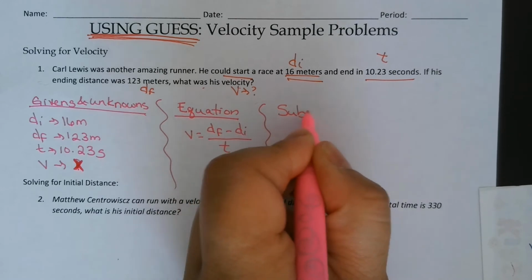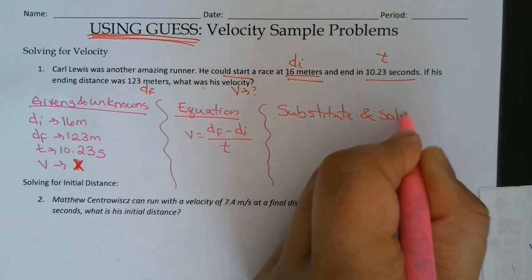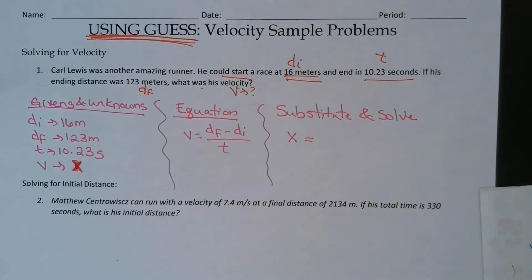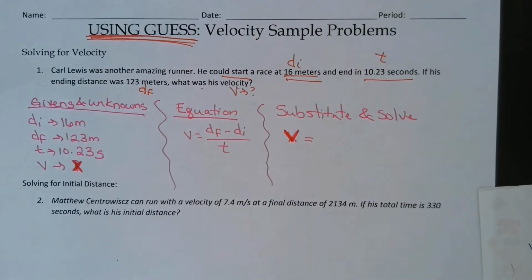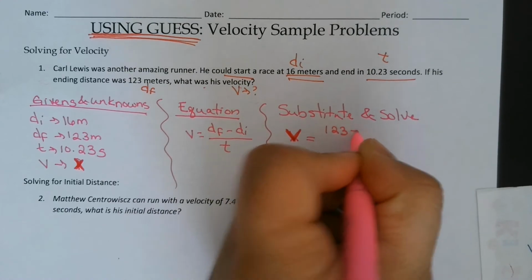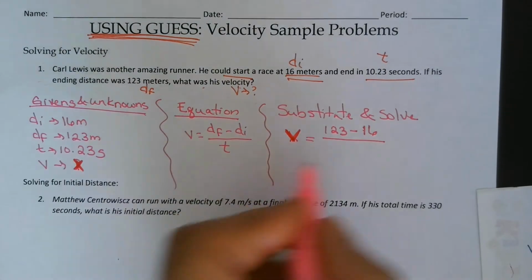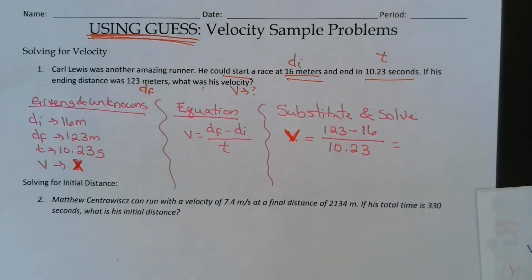So substitute and solve. I'm going to leave it as v for this one, because it's so much easier, so I know it's velocity. And I know that my df is 123 minus 16, all over 10.23. Alright, and how do I solve for this?